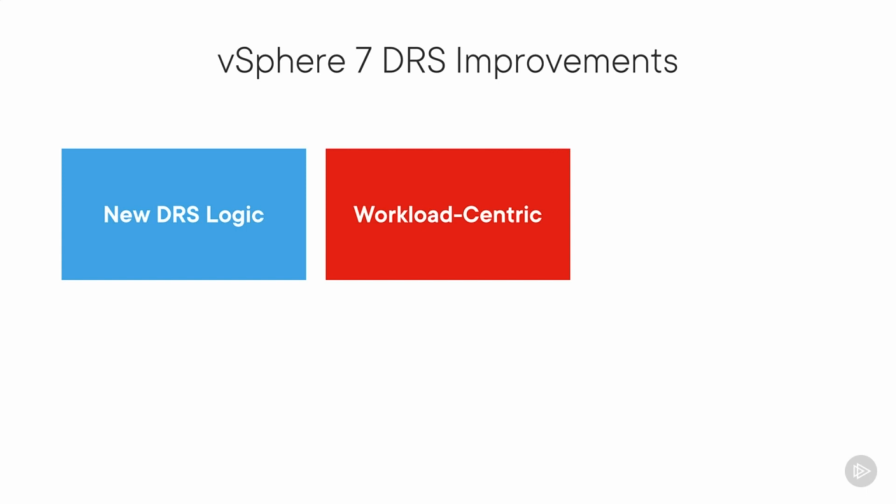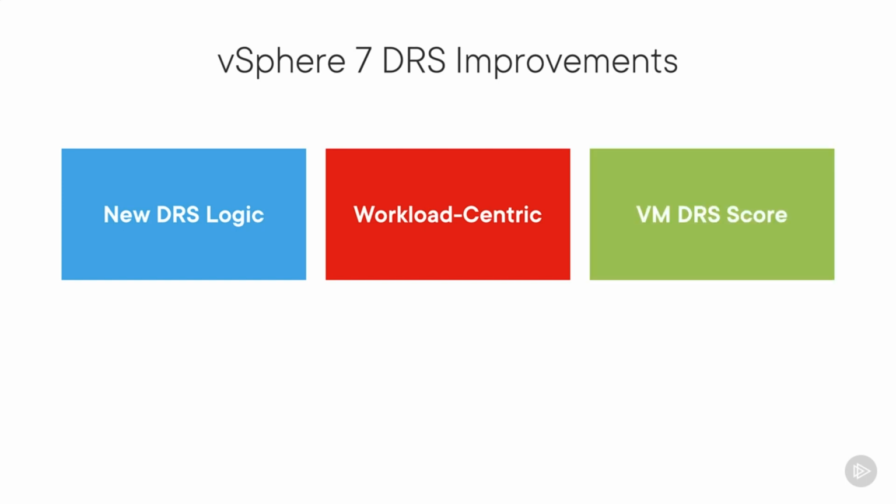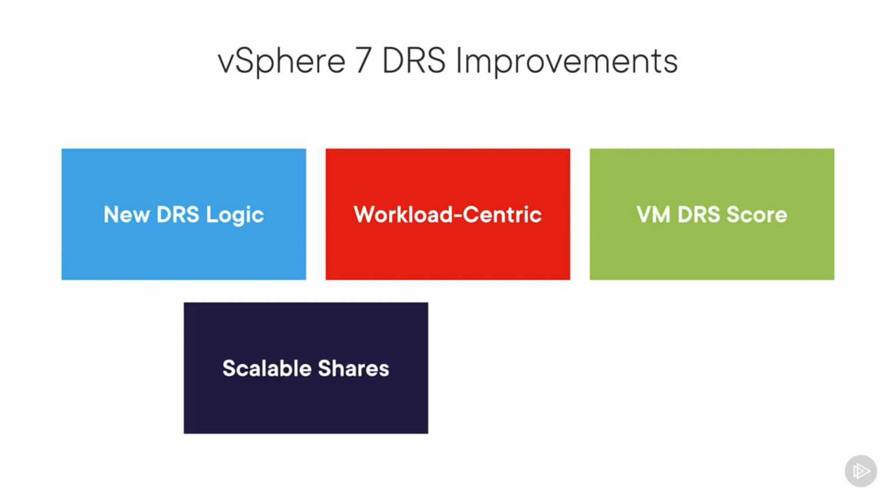The role of DRS is to ensure that your workloads are happy, and that's what this new VM DRS score is. Every virtual machine is going to receive a score that essentially measures how happy that virtual machine and that workload is. If the virtual machine isn't as happy as it needs to be, and if the cost to migrate that virtual machine to another host where it could be happier isn't too high, DRS will take action. We'll learn more about the new DRS score in the next lesson.